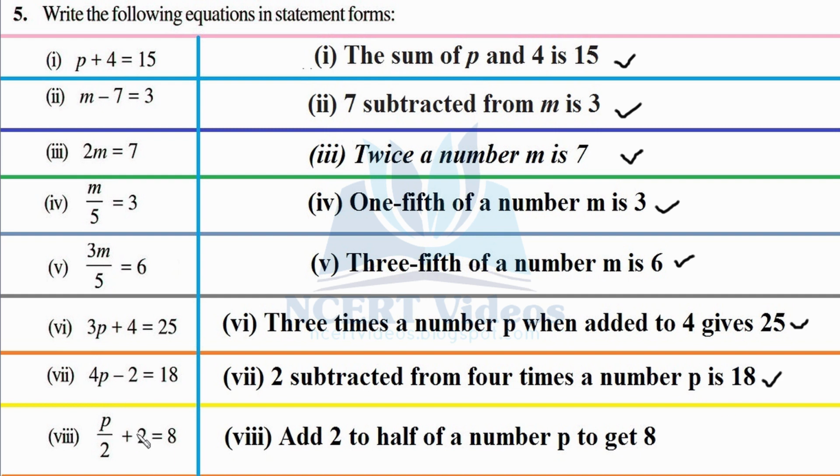Now here, add 2 to half of a number p. Also you can write it as half of a number p when added with 2 gives you 8. But in short language you can write as add 2 to half of a number p to get 8. So you can write it in many ways. It is just a language. The only thing is that you don't have to change the actual mathematical meaning of that equation. So that was your 5th question.